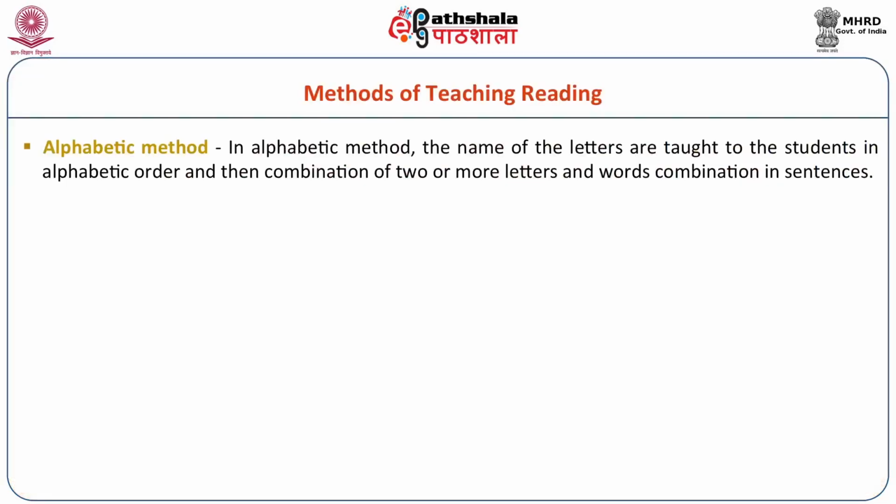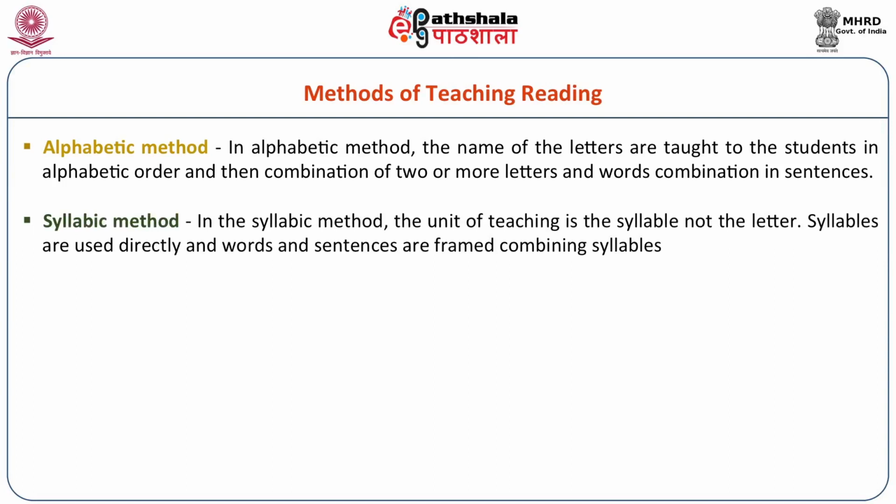These are various methods stated by various researchers of ELT. Alphabetic method: in this method, the names of the letters are taught to the students in alphabetic order, and then combinations of two or more letters and word combinations in sentences are taught. Syllabic method: in the syllabic method, the unit of teaching is the syllable, not the letter. Syllables are used directly, and words and sentences are framed by combining syllables.